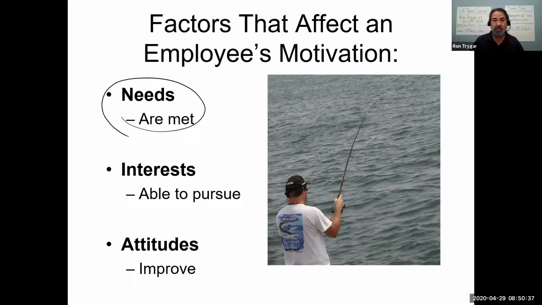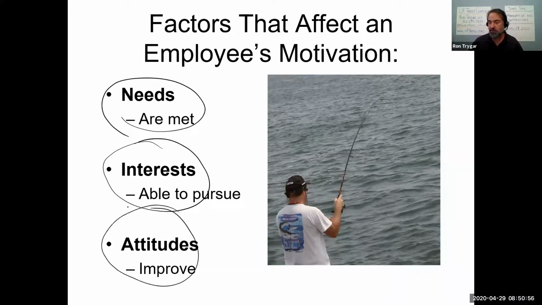Then, once that occurs, the employees are able to pursue interests, like outside interests, things that make them happy, things that they get to do outside of work. They might not be able to do that if their needs weren't met to begin with. So it's building upon the needs being met. And then the attitudes tend to improve when an employee is able to pursue their interests because their needs are met. So you can see that these keep building upon each other.